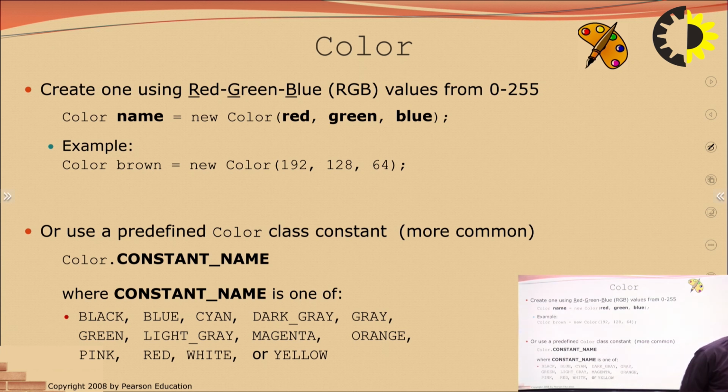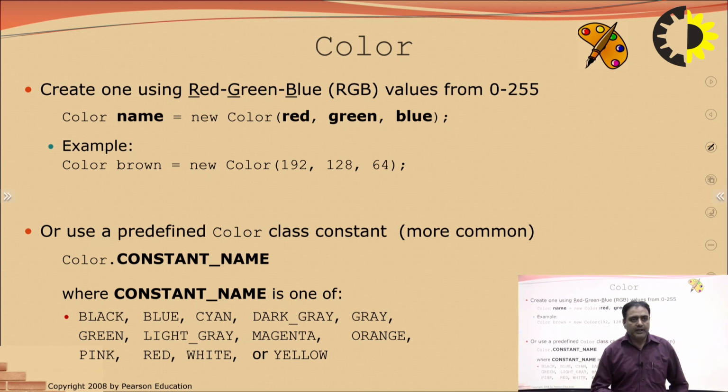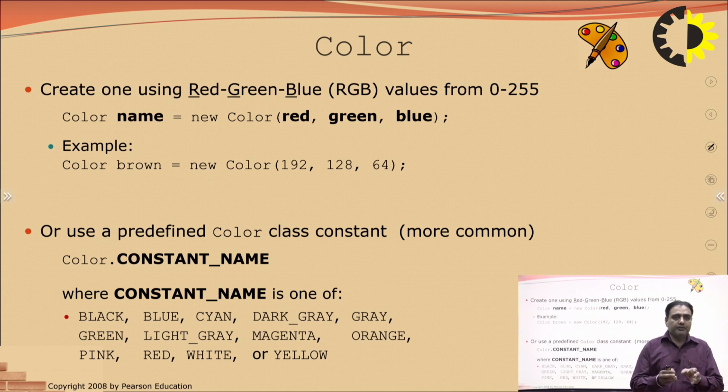Or use the predefined Color class constants, that is Color.constantName, where the constant name is one of black, blue, gray, cyan, dark gray, green, light gray, and so on. So you can write Color.LIGHT_GRAY, Color.MAGENTA, Color.ORANGE, Color.GRAY, Color.RED, Color.PINK. Whatever color you want to choose to fill the particular object you are creating on the window panel.